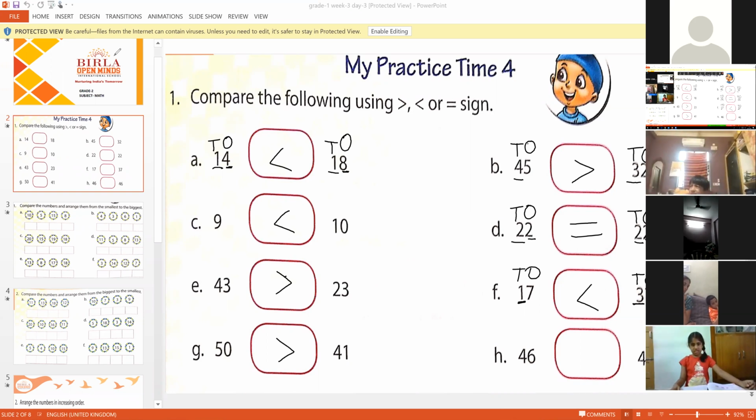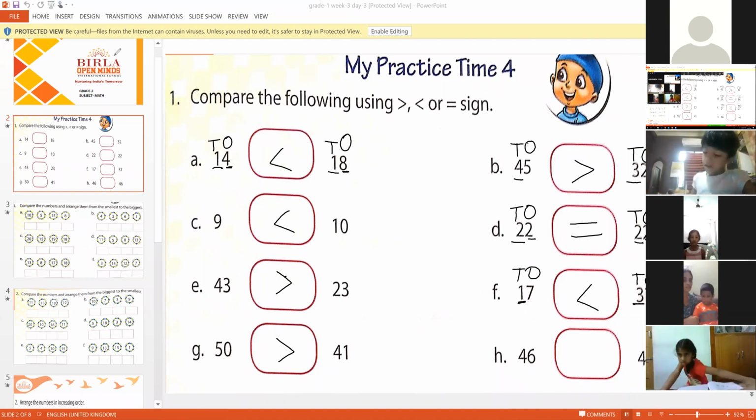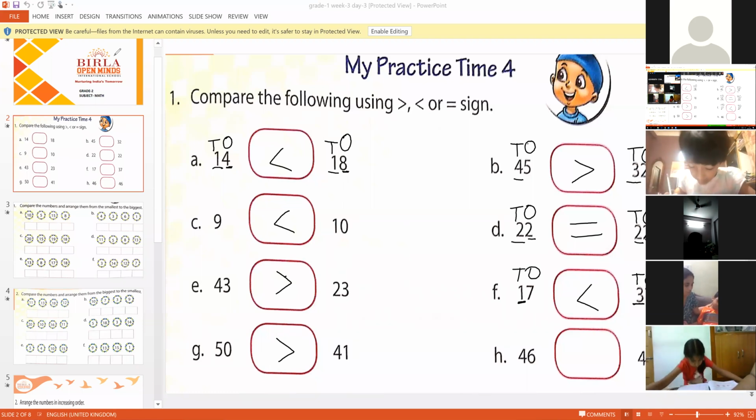Now T Suryansh, tell me the answer for H bit. 46. Tell me both numbers. 46. Yes, children, tell T Suryansh which symbol will come? Equal. Okay, T Suryansh, very good.